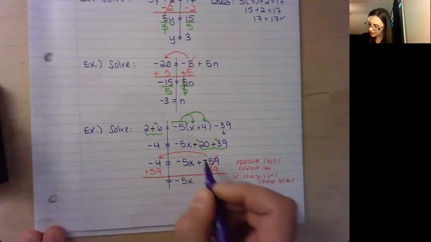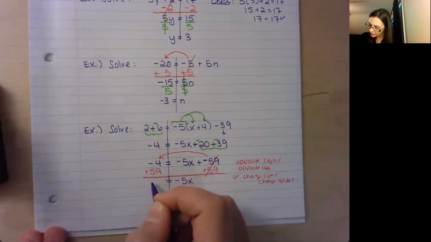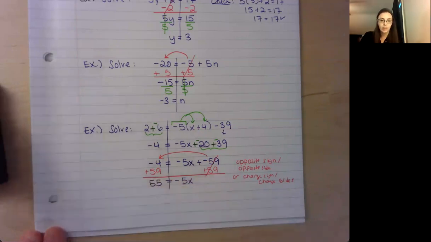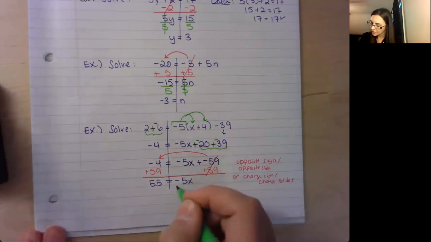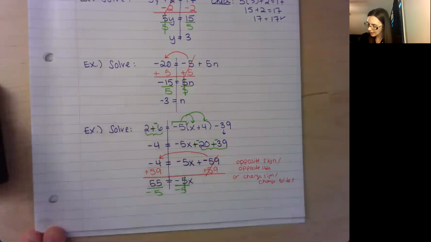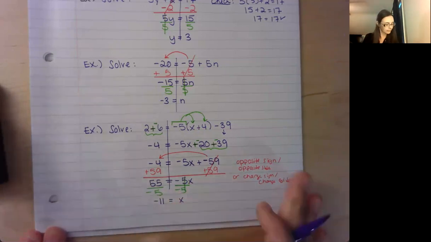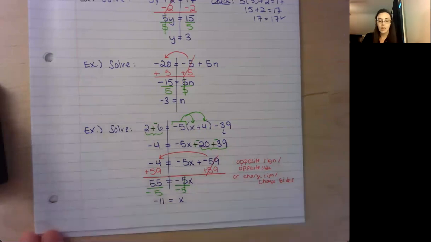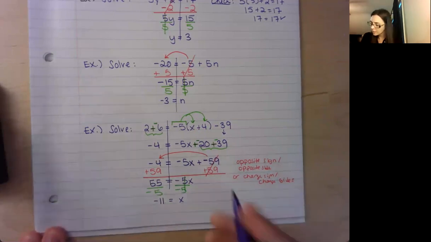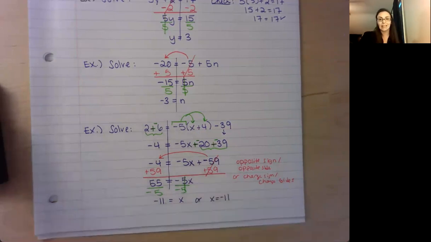On the right side, I just have a -5x. On the left side, I'm going to end up with a positive 55. Finally, one last step. We want to get the x by itself, so I got to divide out this -5 here. And I have x is equal to -11. Now this is fine here. If you don't like writing it backwards, you can also write it this way. But in either case, we get that same answer.